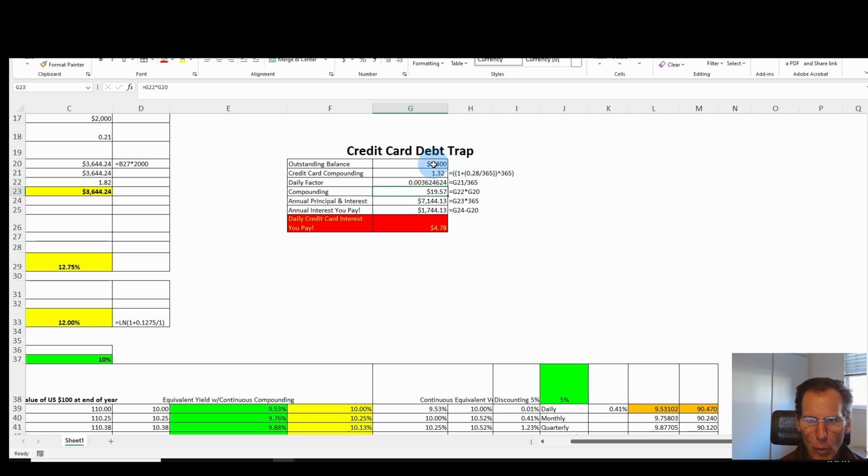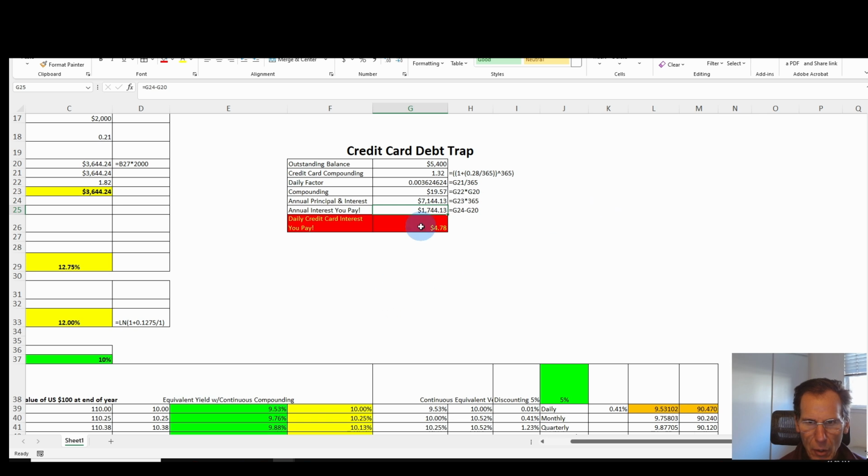1.1957. Based on this $5,400, we take 1.1957, and your annual principal and interest is $7,144.13. Your annual interest you pay is $1,744.13 a year. That's $4.78 every single day you work. You're paying $5 a day just for the convenience of that credit card. $1,700 a year. Stop. Think about it. What if that $1,744 were redirected in terms of an investment?